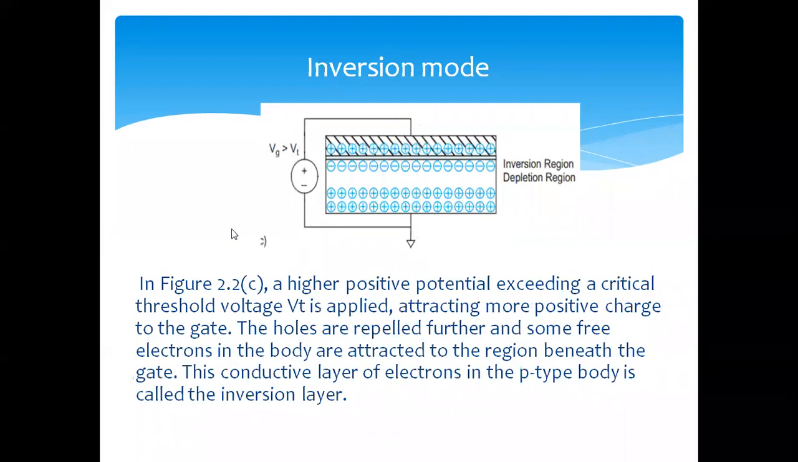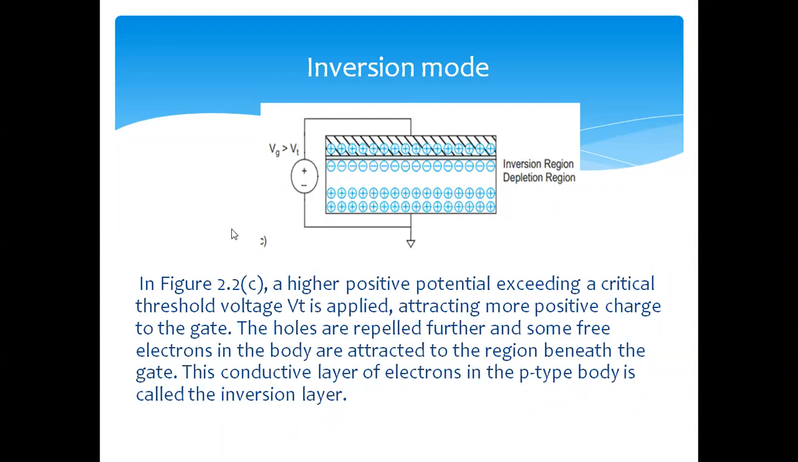Now next is the inversion mode. What happens in this inversion mode? Now we have increased that positive voltage to some further extent. We have increased the gate voltage above threshold voltage. In depletion mode, we had just increased the voltage above zero, but now we have increased that positive voltage greater than threshold voltage, right?